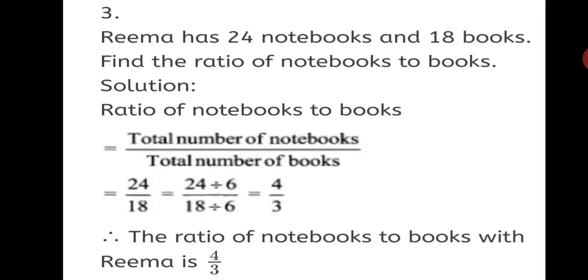is equal to 24 upon 18. The highest common factor of 24 and 18 is 6. So divide by 6, you get a final answer 4 upon 3. Therefore, the ratio of notebooks to books with Rima is 4 upon 3.